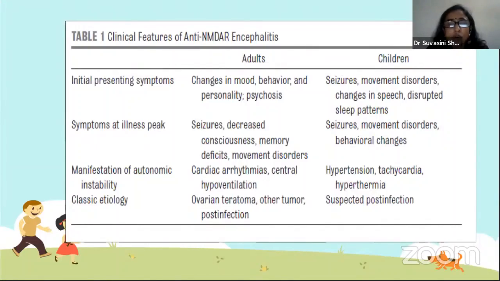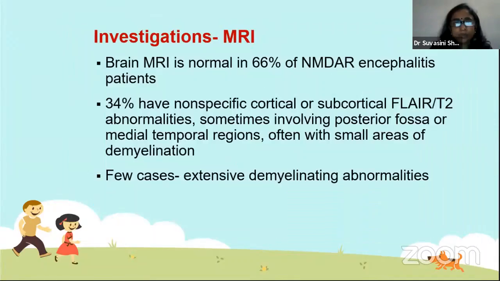Autonomic cardiac involvement is much more common in adults. In children, it is hypertension and hypothermia. And in adults, you will very frequently find it's paraneoplastic. So ovarian teratoma or other tumors are very common. But in children, it is commonly suspected to be post-infectious. Teratomas are not very common, especially not in prepubertal children. So how do we investigate these patients?